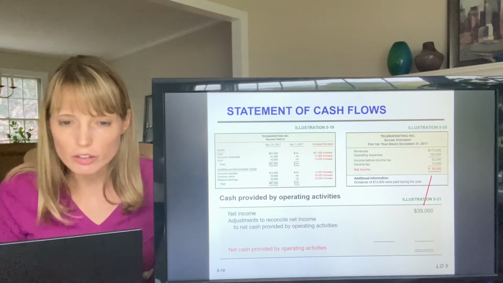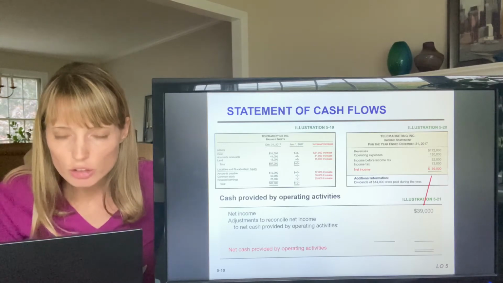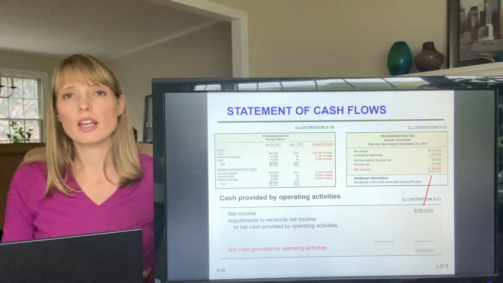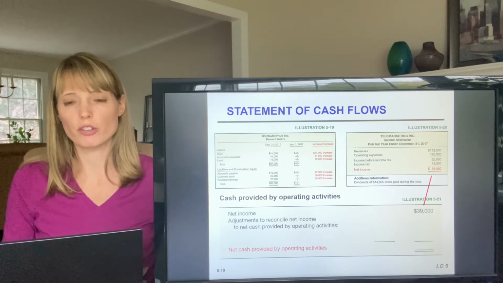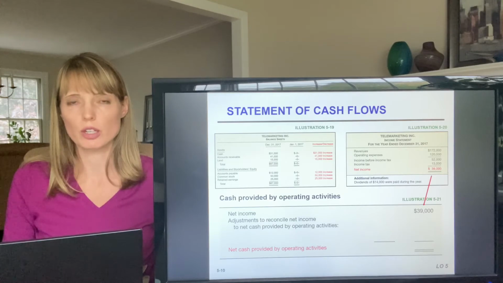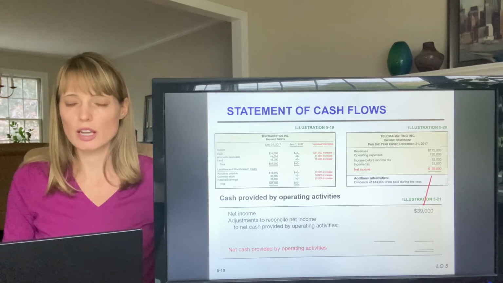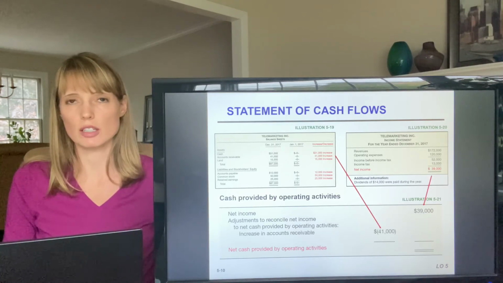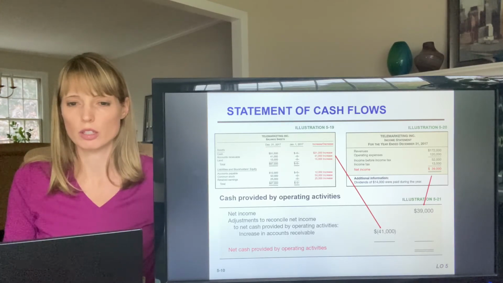Well, we see here that accounts receivable increased by $41,000. So what does that mean? It meant that net income was recorded for $41,000, but that cash was not received. Cash received was lower than net income by $41,000. So if we start with this net income of $39,000, we subtract out the increase in the accounts receivable because that represents cash that was not received.